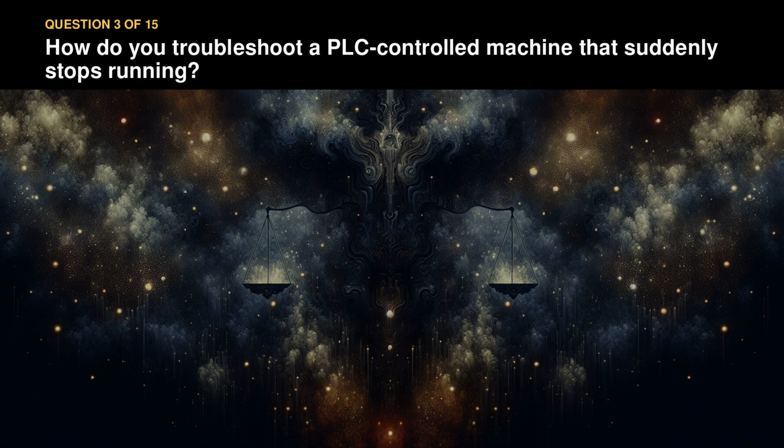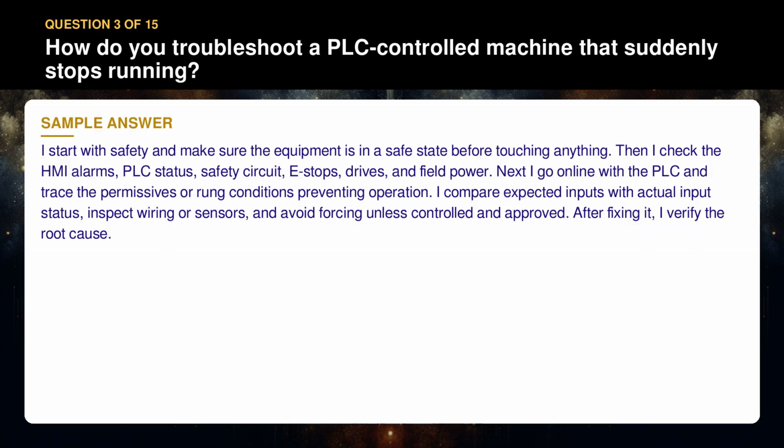Question 3. How do you troubleshoot a PLC-controlled machine that suddenly stops running? I start with safety and make sure the equipment is in a safe state before touching anything. Then I check the HMI alarms, PLC status, safety circuit, e-stops, drives, and field power. Next, I go online with the PLC and trace the permissives or run conditions preventing operation. I compare expected inputs with actual input status, inspect wiring or sensors, and avoid forcing unless controlled and approved. After fixing it, I verify the root cause.